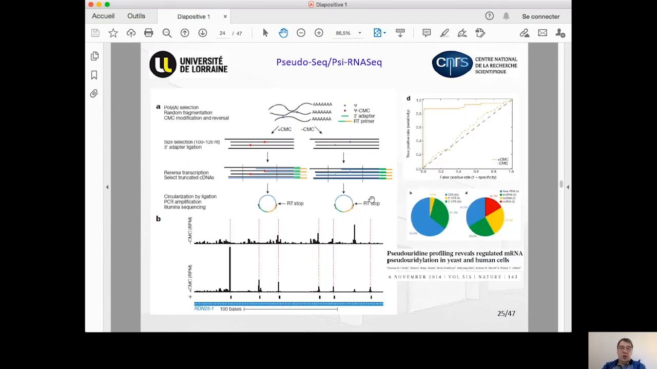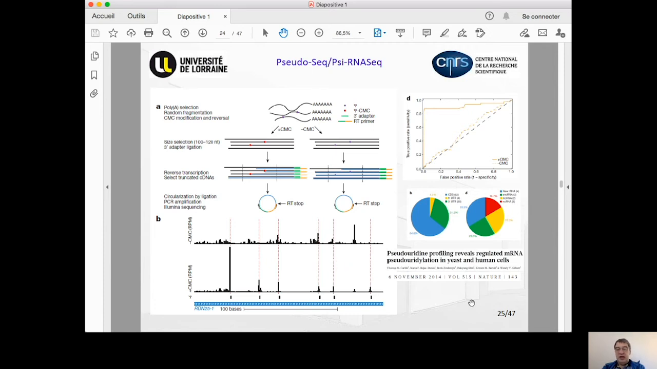So Pseudo-seq is based on comparative analysis of treated and untreated RNA samples. In the presence of CMCT, the CMC group will react with pseudouridine and block primer extension by reverse transcriptase. And this can be compared with the untreated sample, where this reverse transcription stop should be absent or at least highly diminished. So by comparing the profiles of modified and unmodified RNA, we can deduce the presence of pseudouridine residues at these different positions shown by red lines.